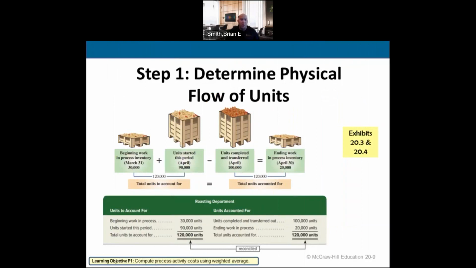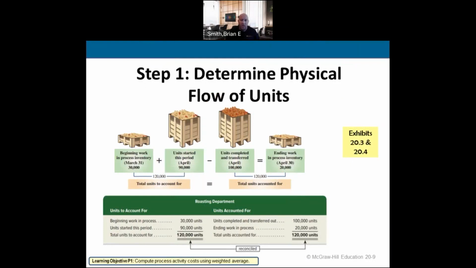So for example, how many units did we have in our beginning work in process inventory, and how many did we start during this period? Well, in this example, we had 30,000 units in beginning work in process, and we started an additional 90,000 units. So we know we have to account for 120,000 units.